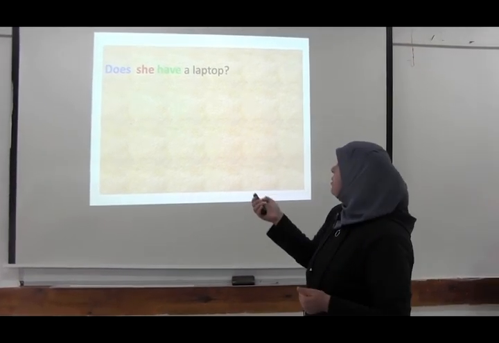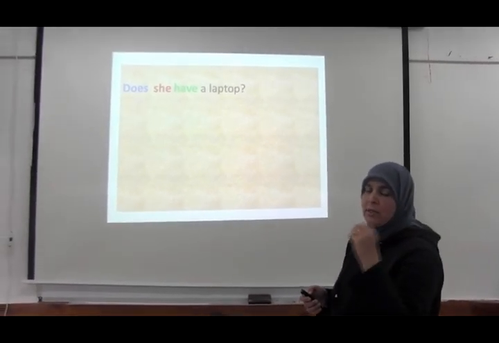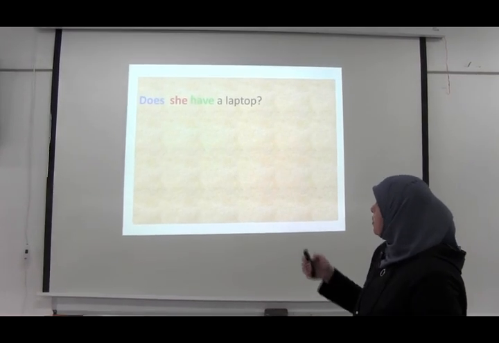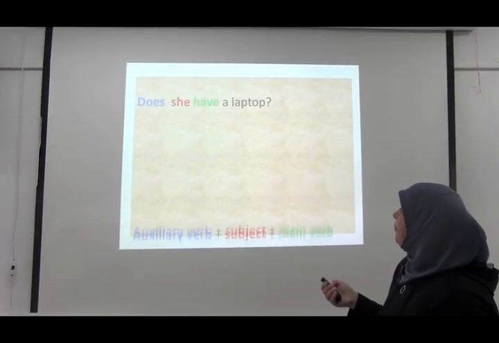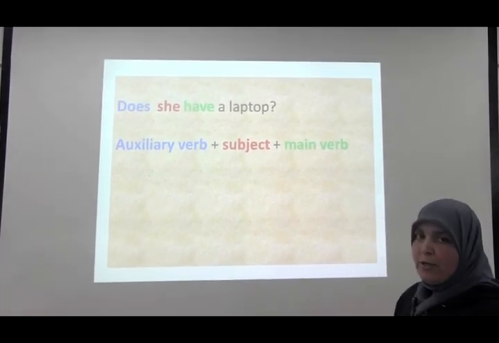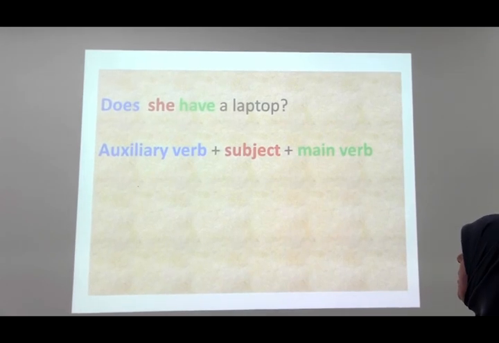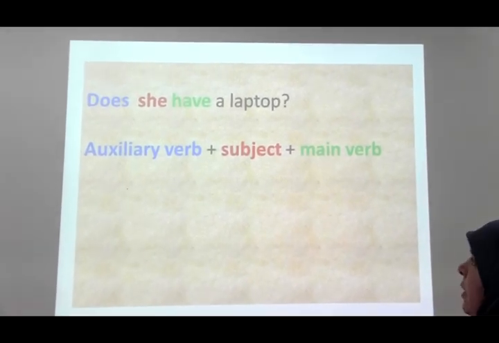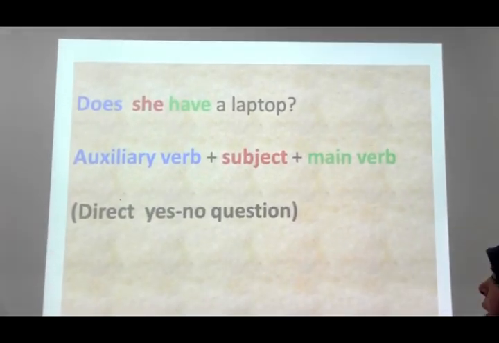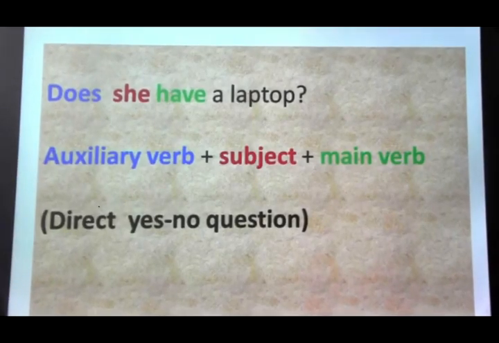Why? Because it starts with does, and does is used to form a yes-no question. Does she have a laptop? Does here is the auxiliary verb we use to form this question. She is the subject. Have here is the main verb. We call this form a direct yes-no question. Remember it, a direct yes-no question.